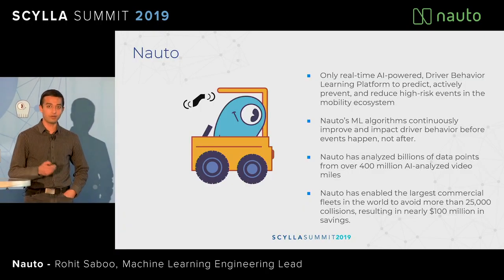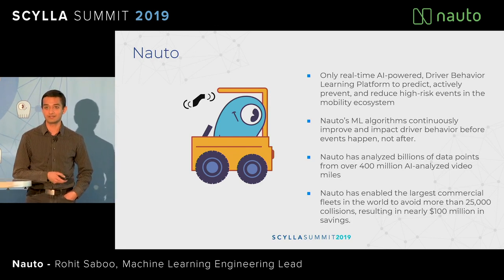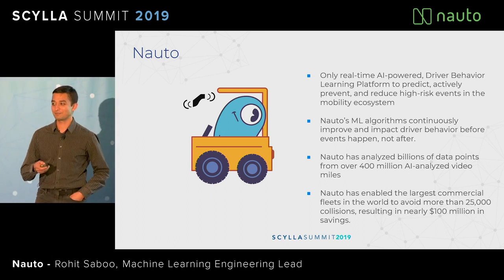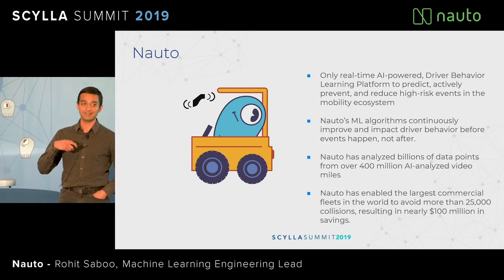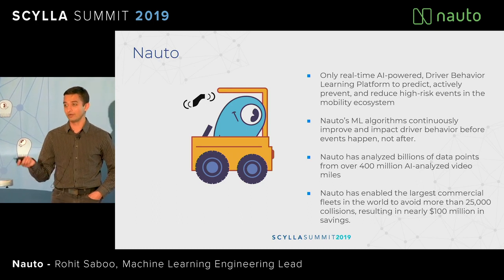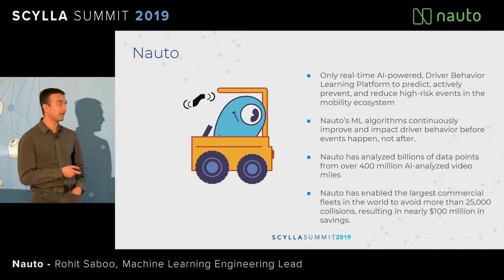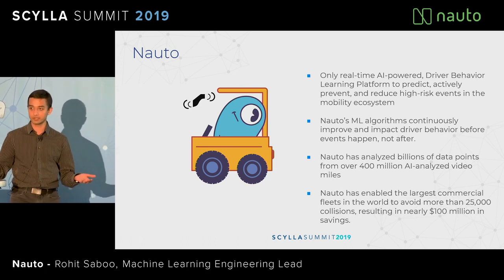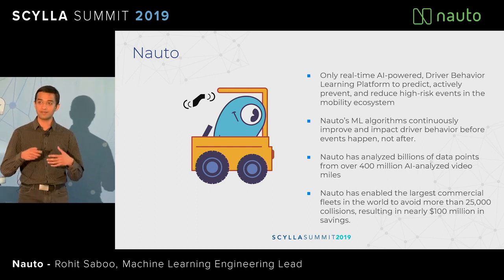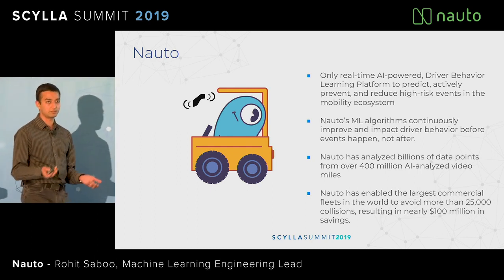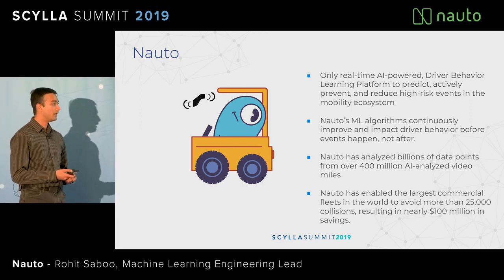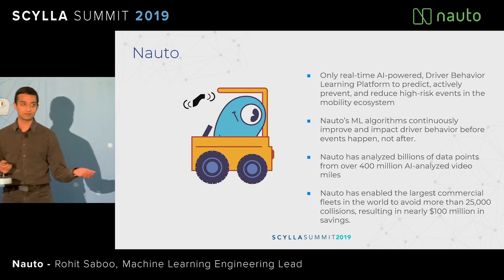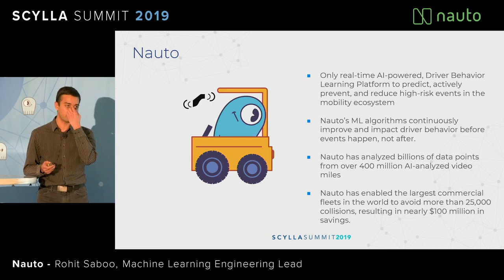So at Nauto, we have this device that helps find all the distracted sea monsters out there. Well, helps find all the people who are distracted and prevent distracted driving and make roads safer. In order to do this, we have a device that we've installed in the car, and we have this full solution in the cloud. And we have analyzed almost 400 million miles of video.